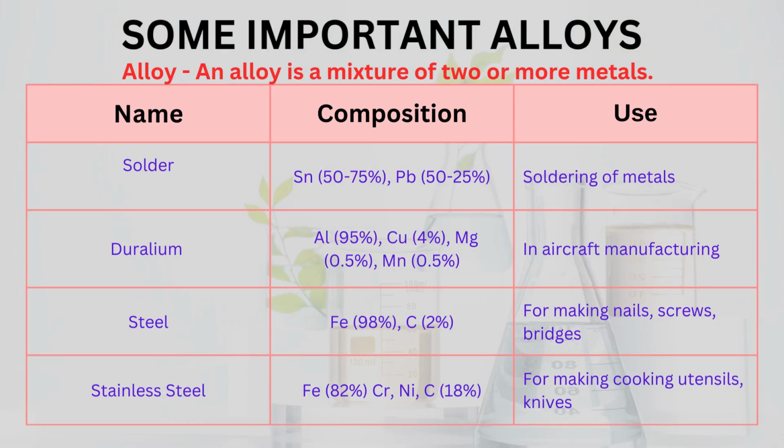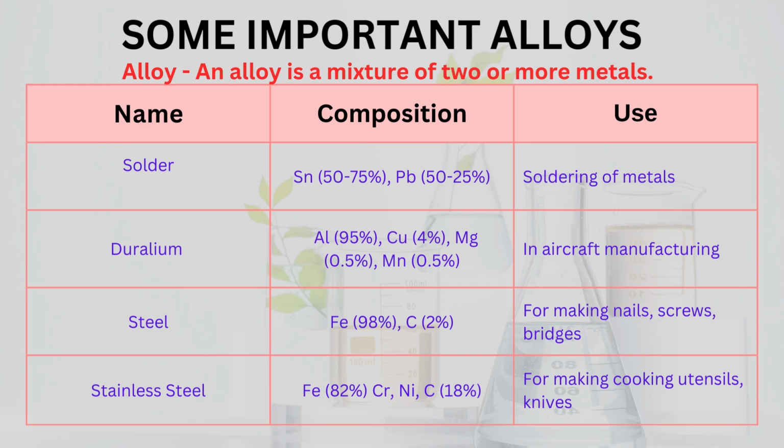Next, solder. Composition is tin and lead. This is very, very important. Tin is 50 to 75%, lead is 50 to 25%. Its use is soldering for metal. Next, duralumin. Composition is aluminium, copper, magnesium and manganese. Aluminium 95%, copper 4%, magnesium 0.5%, manganese 0.5%. Uses in aircraft manufacturing.